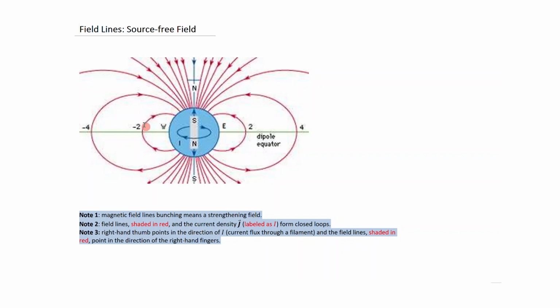So the conditions that we spoke about in previous slides, this diagram basically satisfies both conditions, that the divergence of J is equal to 0 and the divergence of the field is also equal to 0.